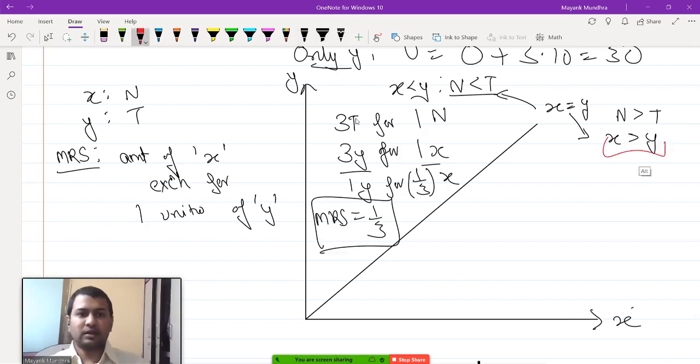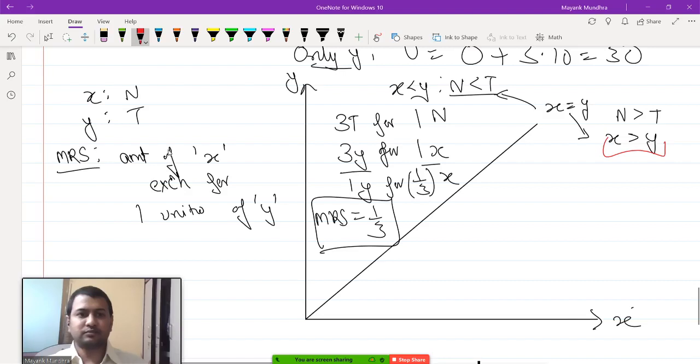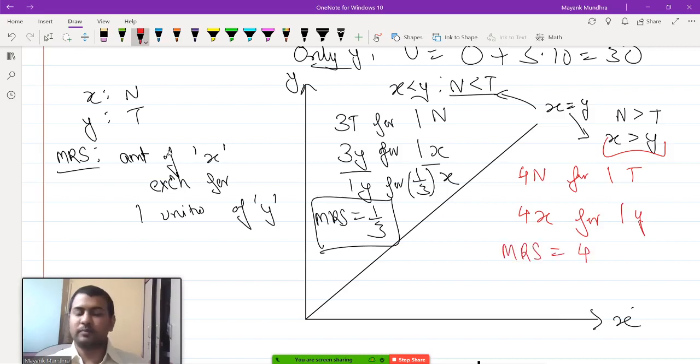On the other hand, in here, she is willing to trade 4 nectarines for 1 tomato. Nectarines is good X, so 4X for 1 Y. So MRS here is going to be equal to 4. So MRS here is 4 and MRS here is 1/3. So that is my shape of the indifference curves.